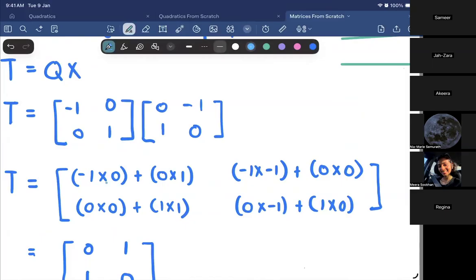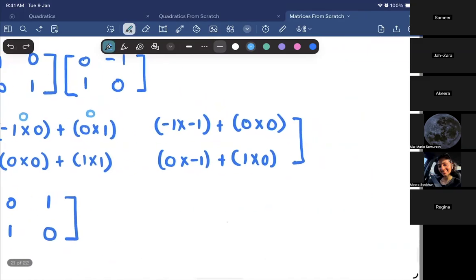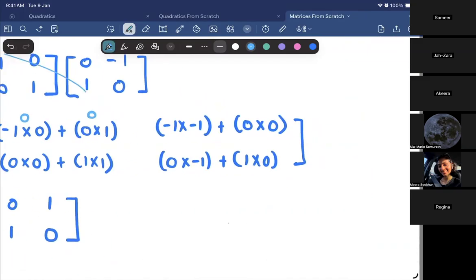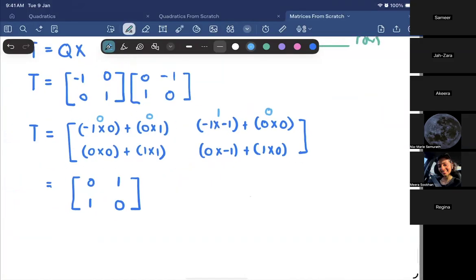So what's minus 1 by 0? Thelma and Chloe, what's negative 1 by 0? 0, right? What's 0 by 1? 0. So what's 0 plus 0? 0. That's why I get 0. What's negative 1 by negative 1? -1. No, a negative and a negative is a positive. 1. You win. And what's 0 by 0? 0. What's 1 plus 0? 1. Yeah, that's how I got the values.